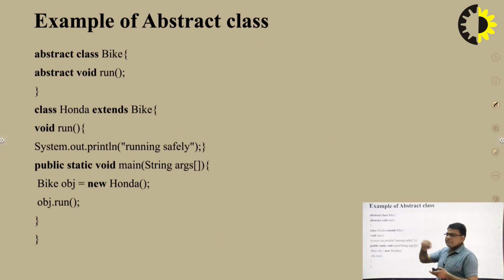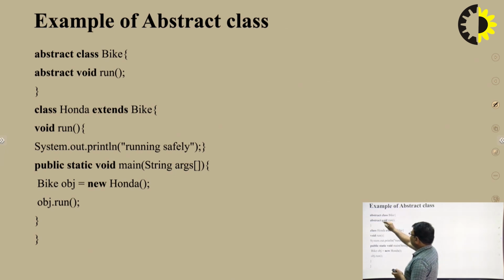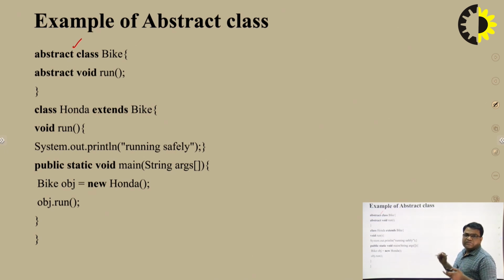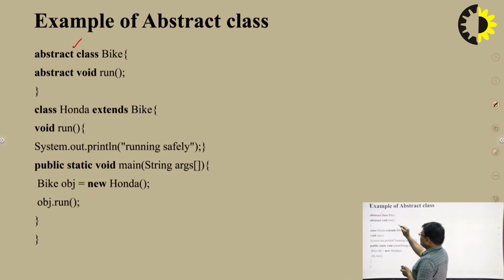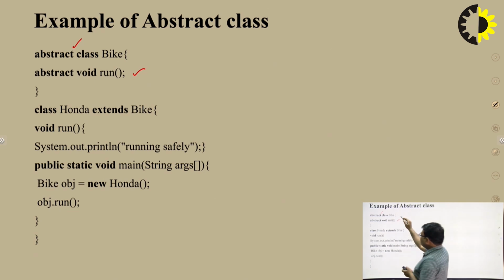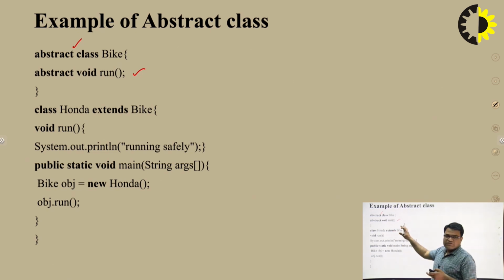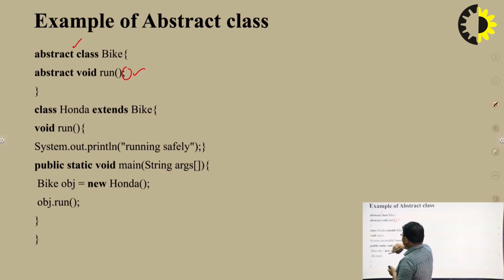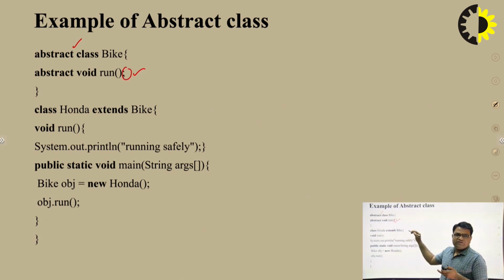In previous slides we have covered that the abstract keyword is used in front of a class. When we make the class abstract, one abstract method is there. In a class we can make an abstract method or a non-abstract method, but in this example we take one method that is abstract and has no body.